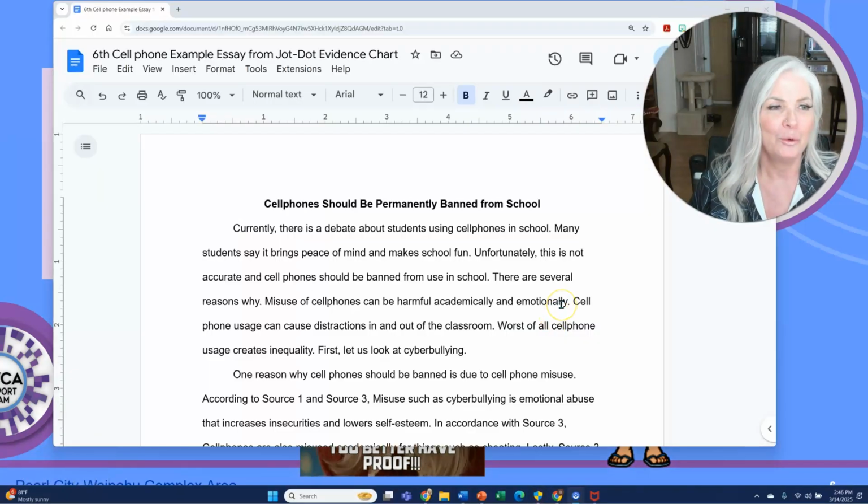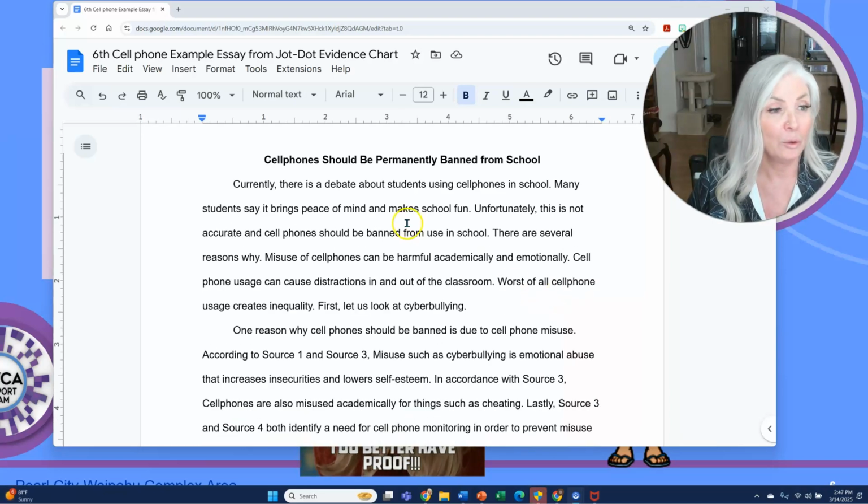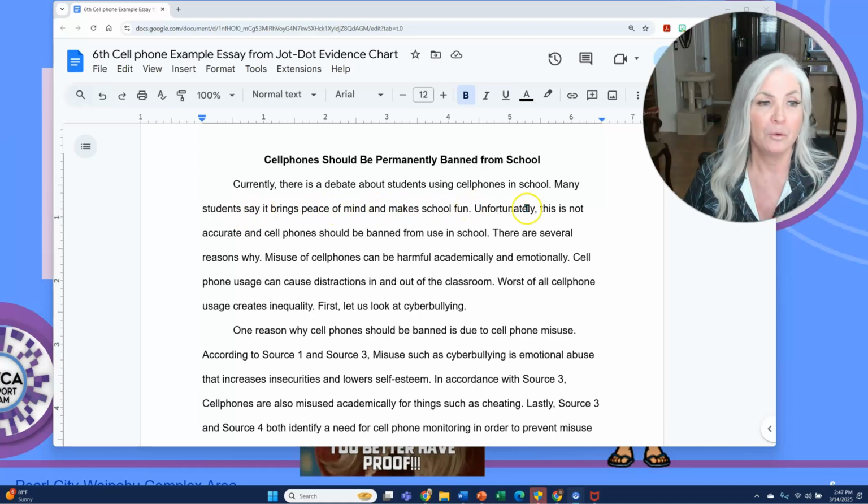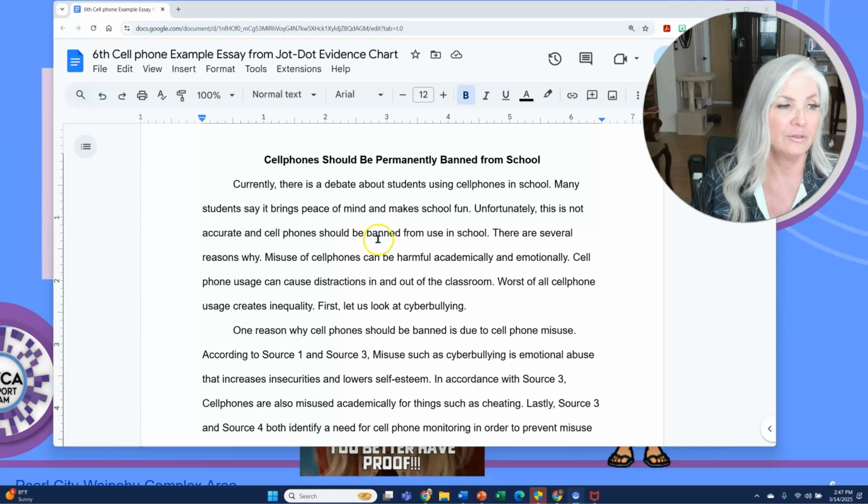So let me show you what it looks like when you don't explain your evidence. So here what I've done is just typed in every piece of evidence from that. So currently there's a debate about students using cell phones in school. Many students say it brings peace of mind and makes school fun. Unfortunately, this is not accurate, and cell phones should be banned from use in school. There are several reasons why.